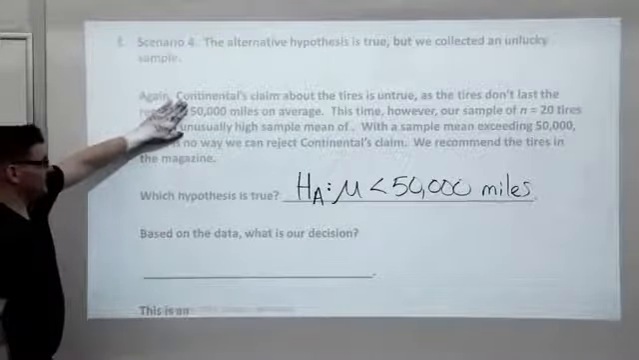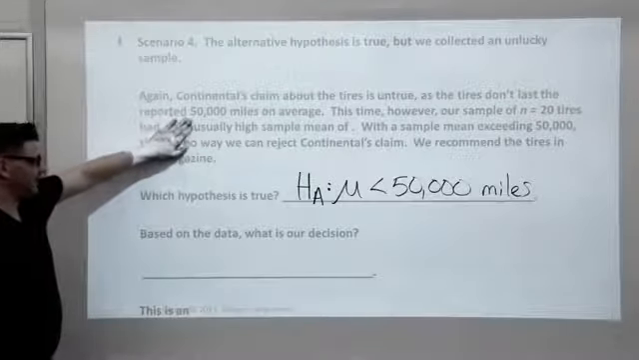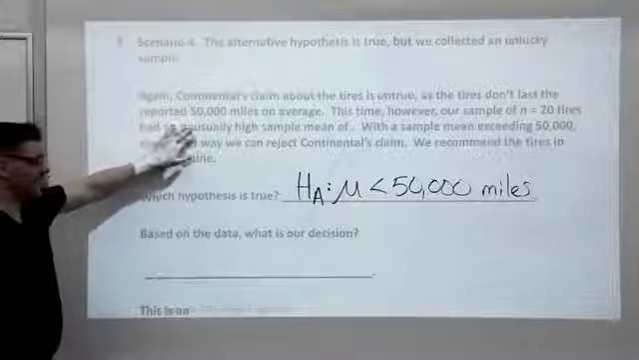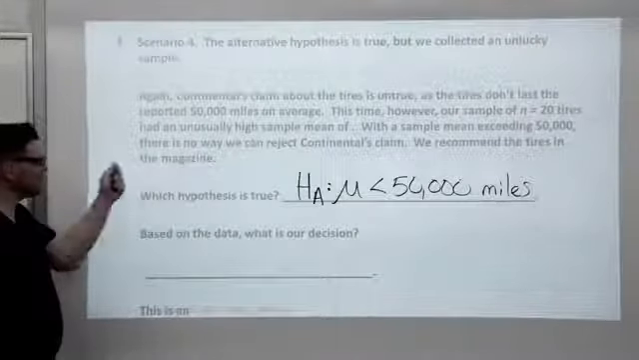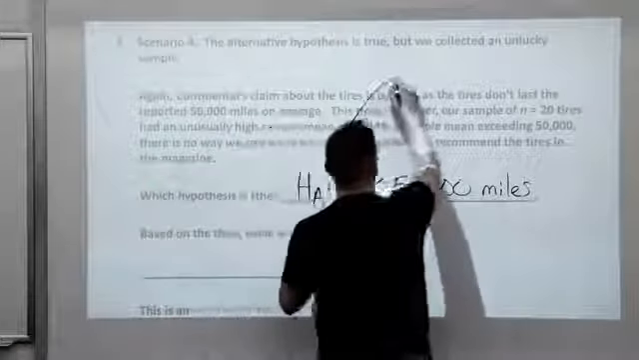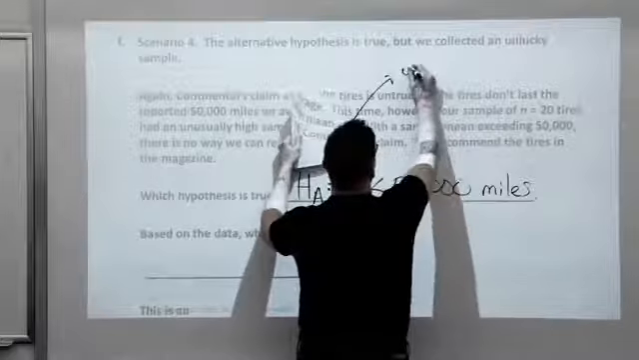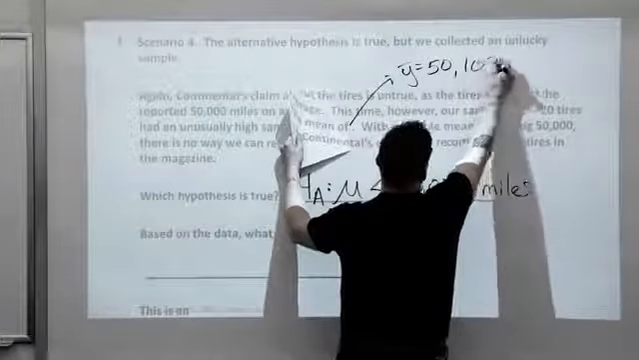Continental's claim is untrue, as the tires don't last the reported 50,000 miles on average. This time, however, the sample of 20 tires had an unusually high sample mean. Oh, and here it goes. It's in your notes. Maybe we got Y bar equals 50,103.